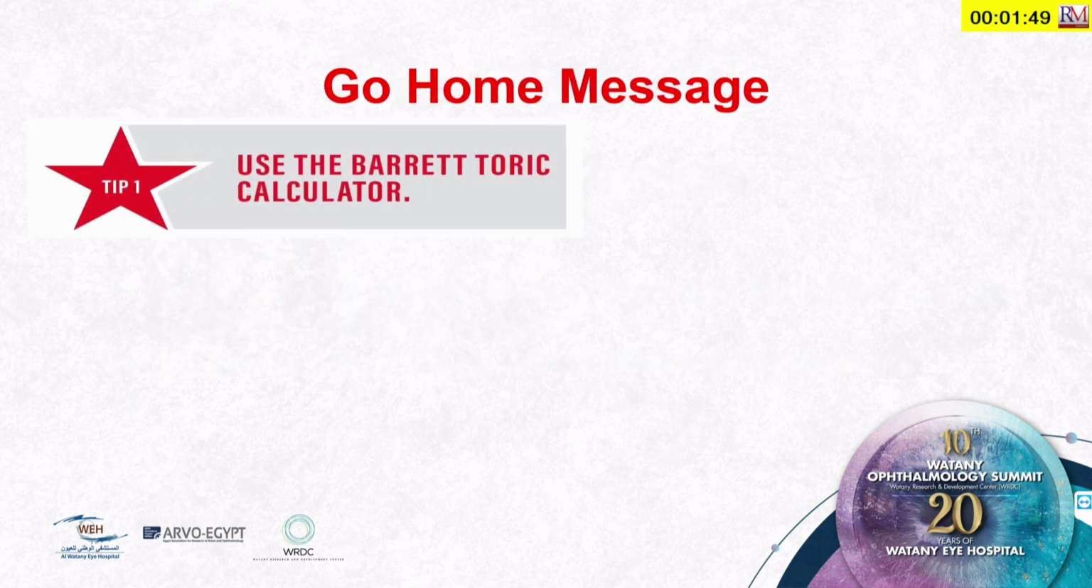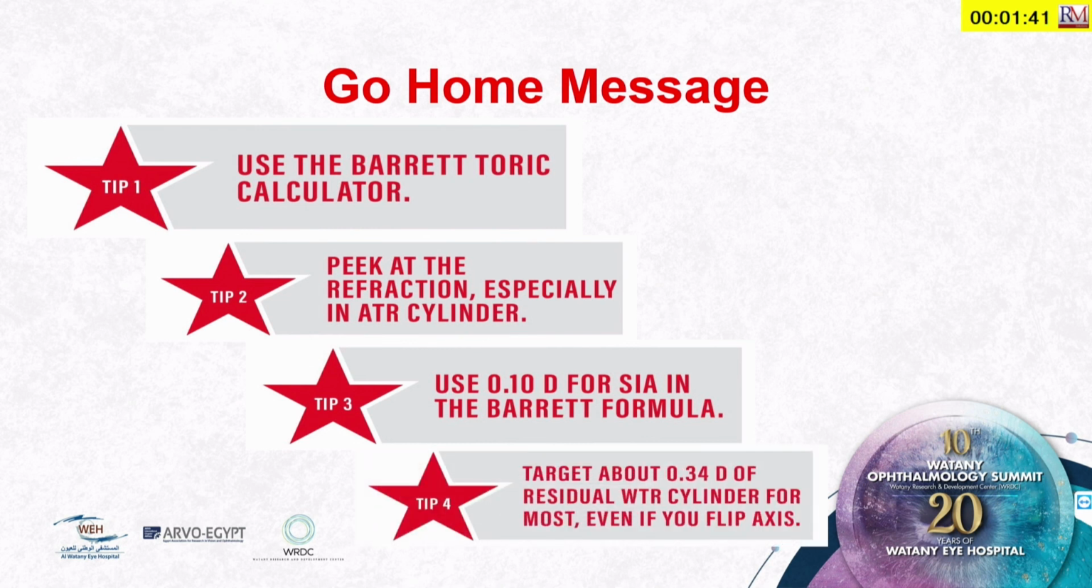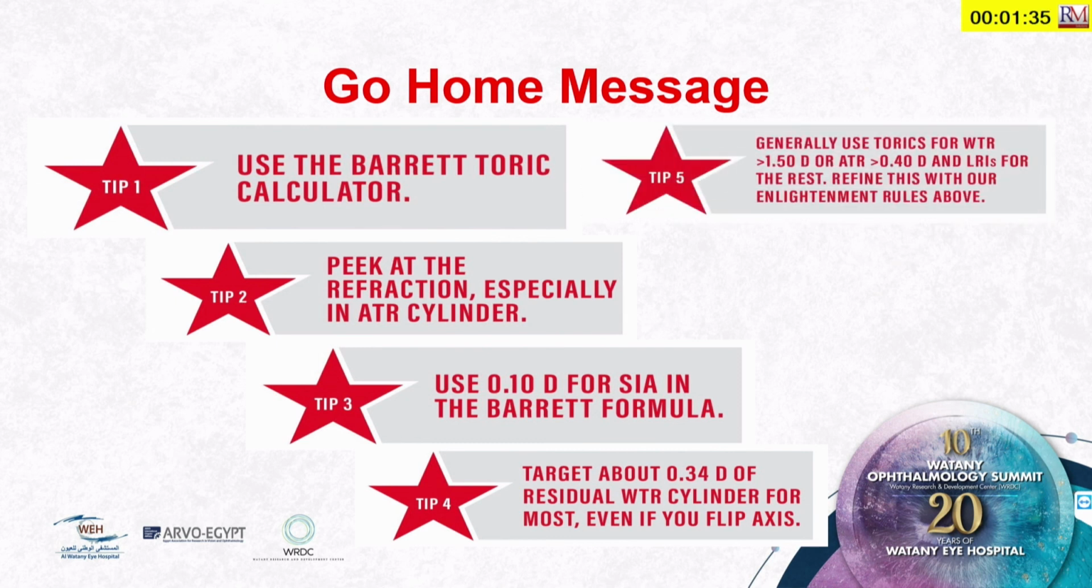The go-home message is to use the Barrett calculator and peek at the patient refraction, use a 0.1 centroid factor for surgically induced astigmatism, and target a residual astigmatism of with-the-rule 0.3 to 0.4, and use a toric IOL for with-the-rule more than 1.5 diopters and against-the-rule more than 0.4.